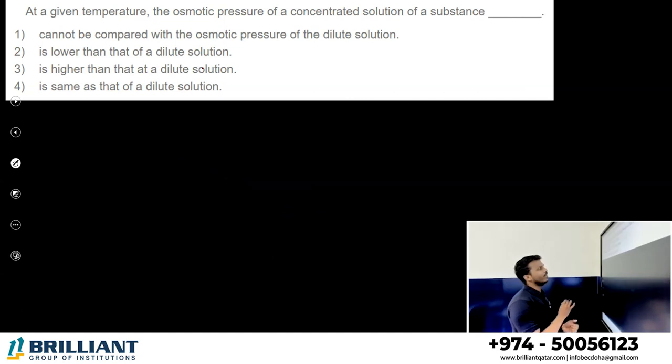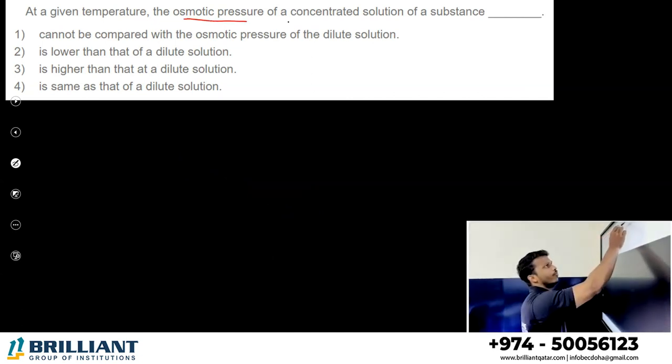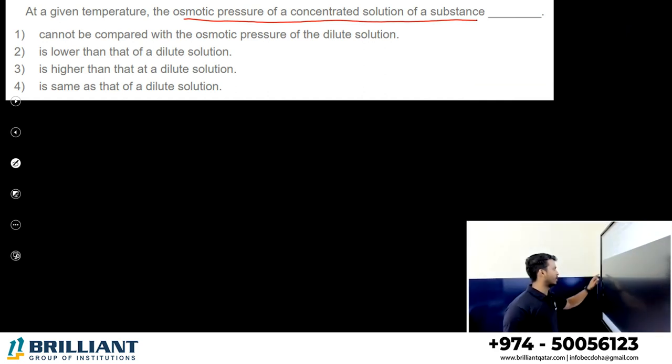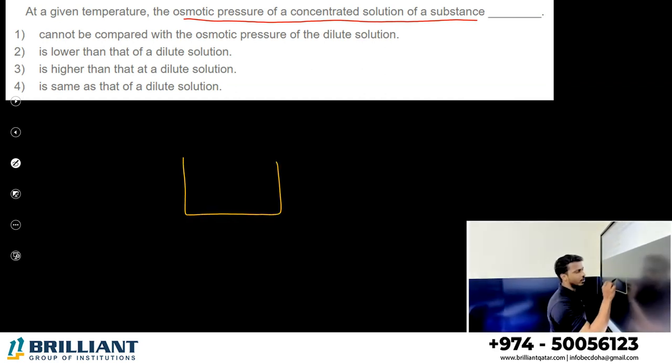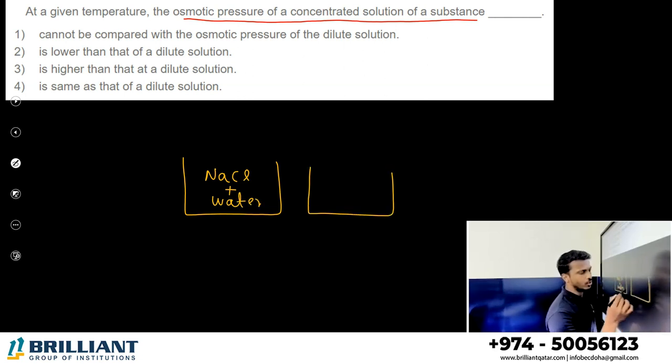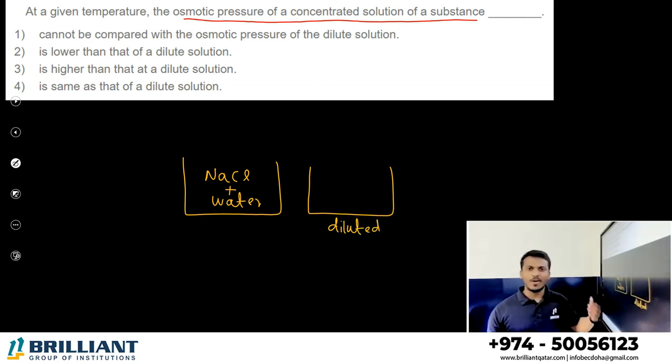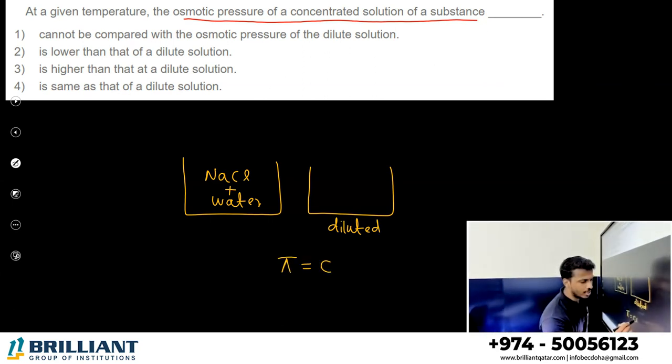Next one. At a given temperature, the osmotic pressure of a concentrated solution of a substance is to be compared with that of a dilute solution. Let me take the same NaCl solution here. Okay, NaCl with the water. Here I am taking a dilute solution. Dilute solution in the sense, less amount of NaCl, more amount of water. When you compare this dilute solution with the concentrated solution, how can you relate the osmotic pressure? You know, dear, osmotic pressure is equal to C into RT, concentration into RT. So osmotic pressure is directly proportional to concentration.